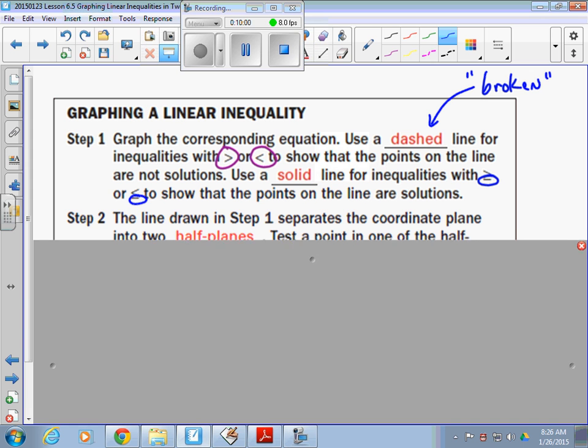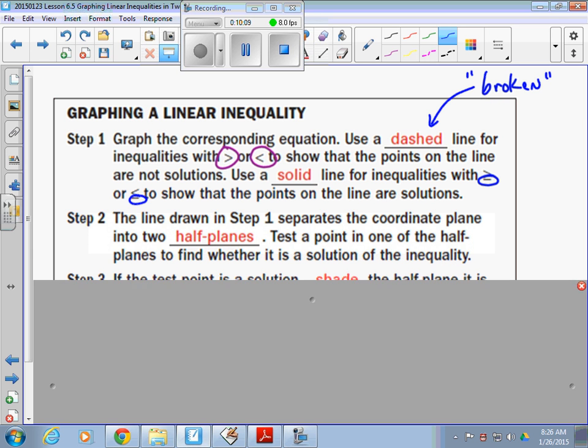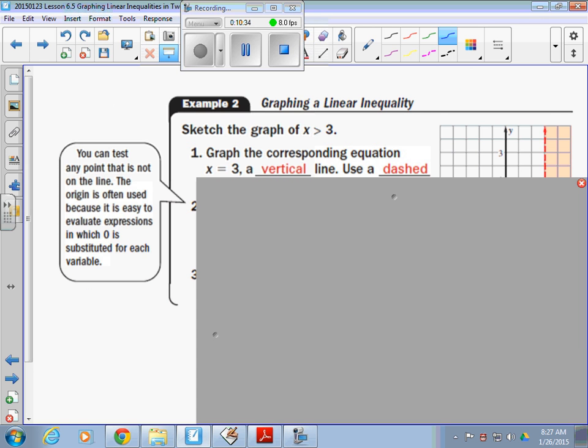Step number 2 is the line drawn in step 1 separates the coordinate plane into two half planes. You're creating a boundary. One side's going to be right, the other side's going to be wrong. Then you test a point, you test the solution. You shade towards that way if it's true, you shade the other way if it's incorrect. You don't have to find a point that's true. You just have to see if one of the points is true or false. Shade the way it is if it's true, the other way if it's not.